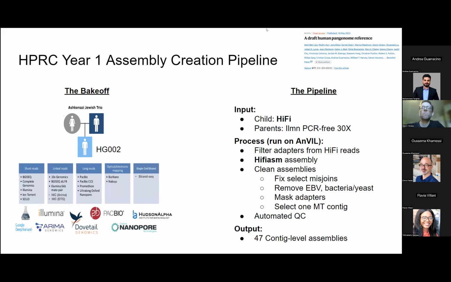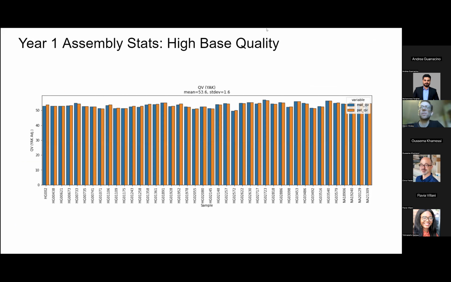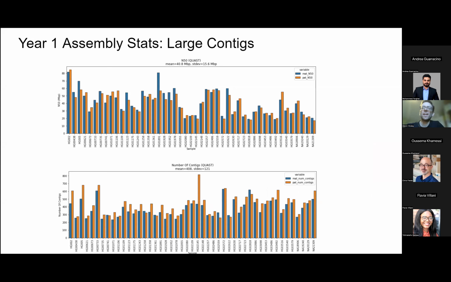Next slide. I won't belabor this too much, but very high QV 53, so that's very few base errors. Next slide. And they're not T2T, but the N50 is, you know, in the tens of megabases. So like I said, this is ancient history. We're now in the process of making the next round of assemblies that will be much, much better than even these. And there'll be more of them too. Next slide.